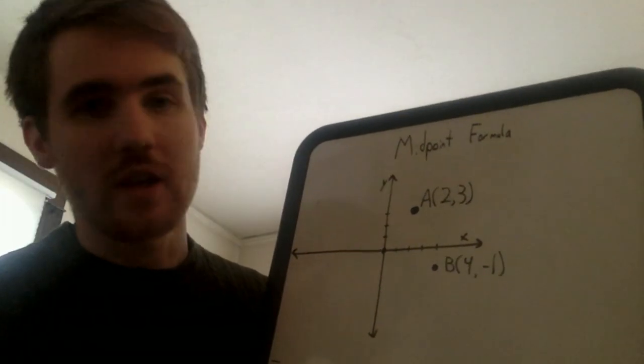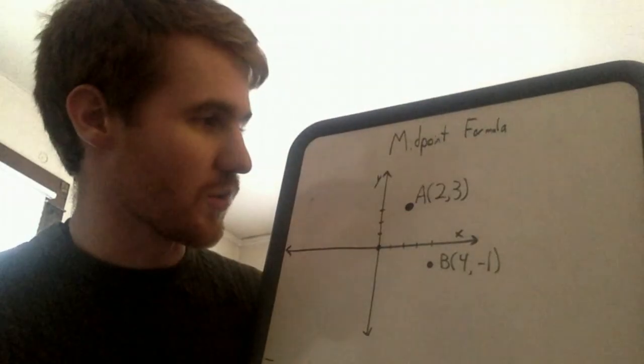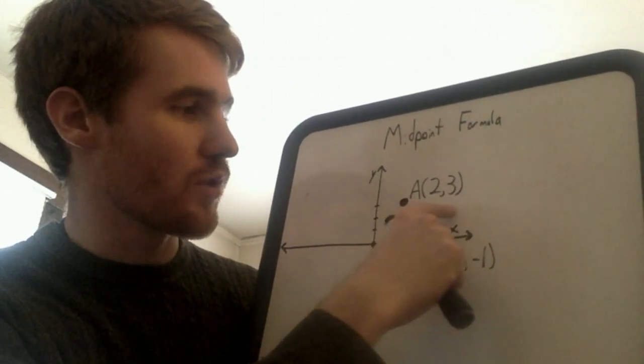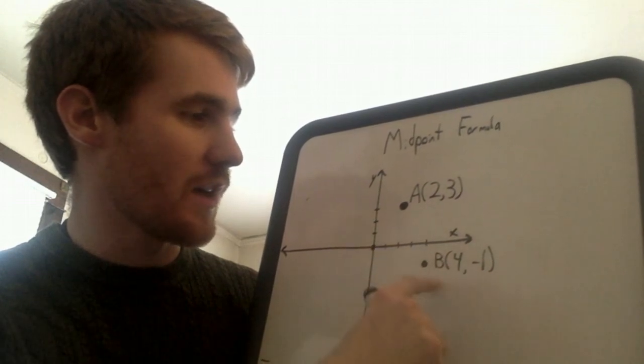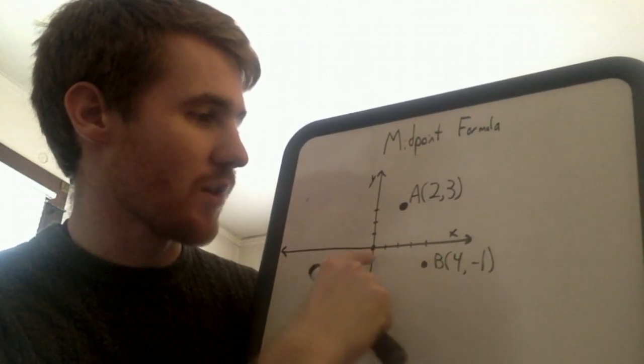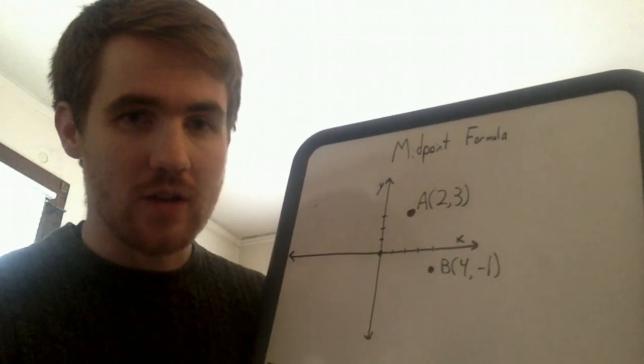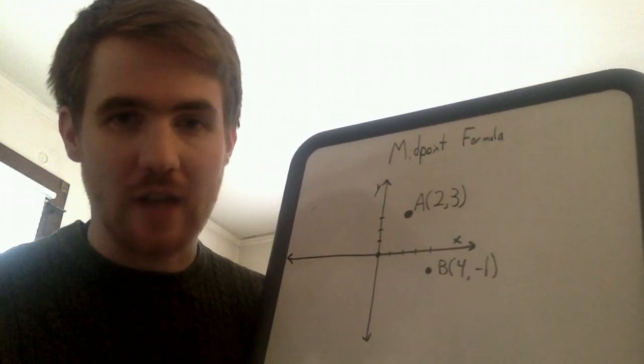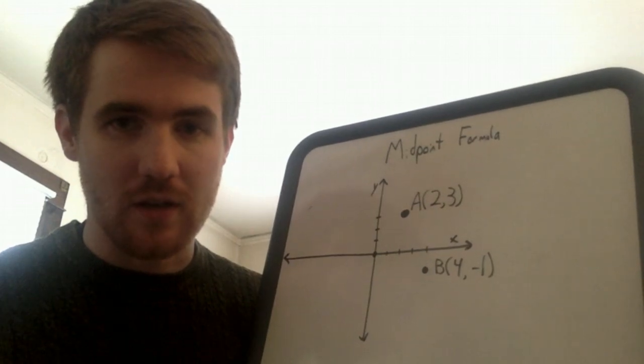Okay, so now we're looking at the midpoint formula in 2 dimensions. So we've got a coordinate plane here. We've got point A at (2, 3), over 2, up 3, and B at (4, -1), over 4, down 1. To solve this problem, I think it would be easier if I have a better coordinate plane, so we're actually going to go inside the computer and I'm going to show you it there.